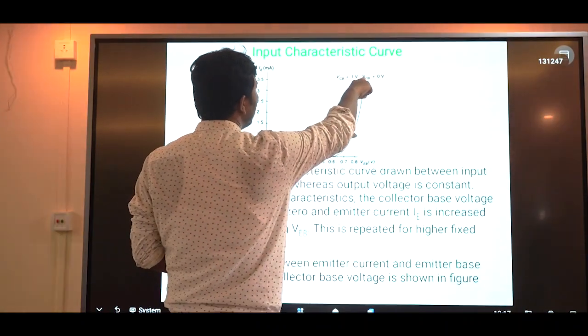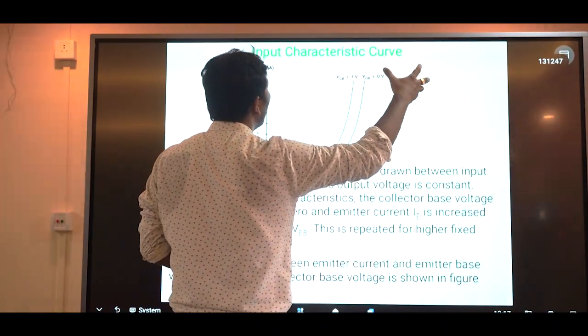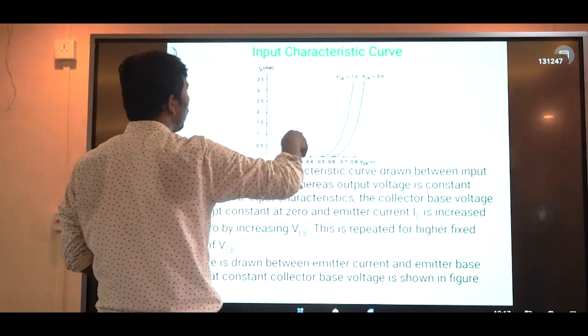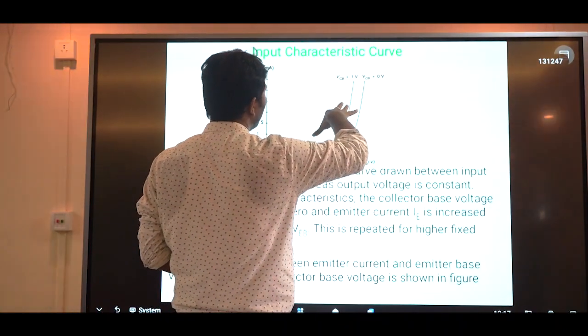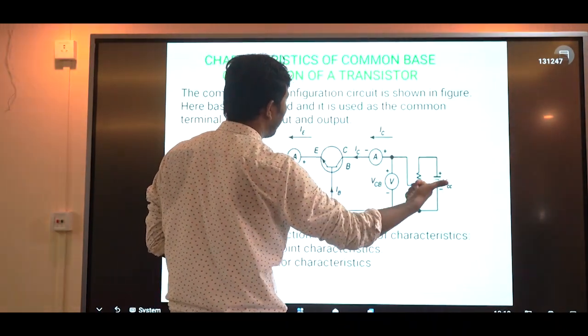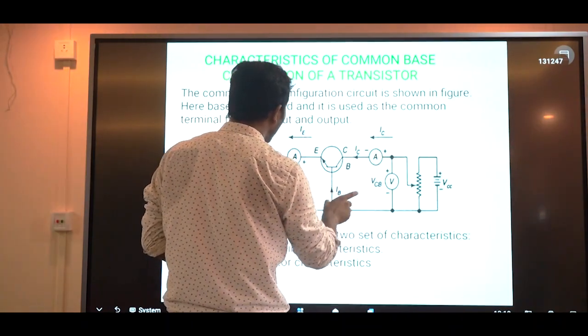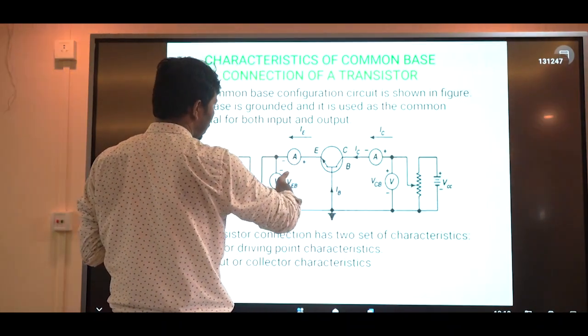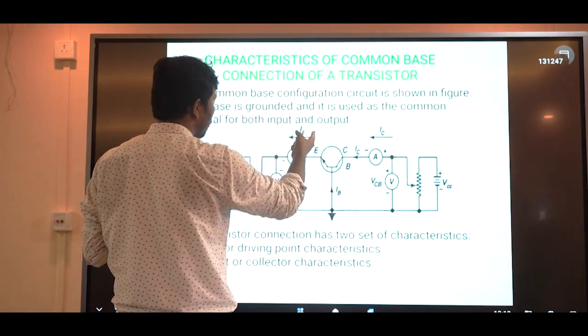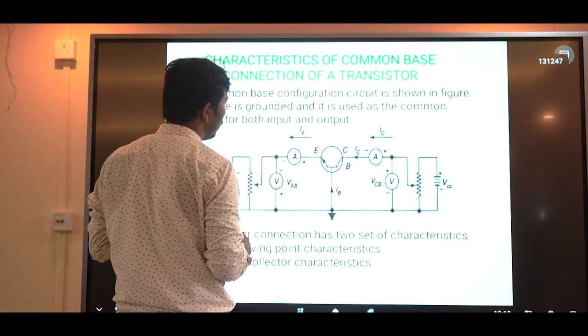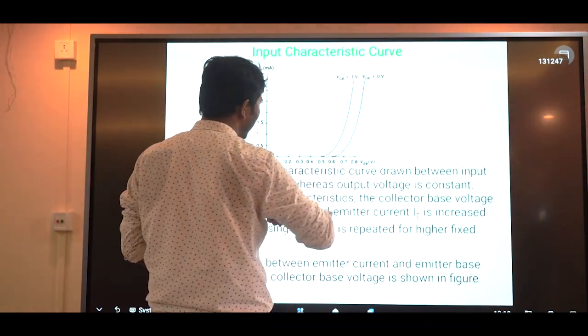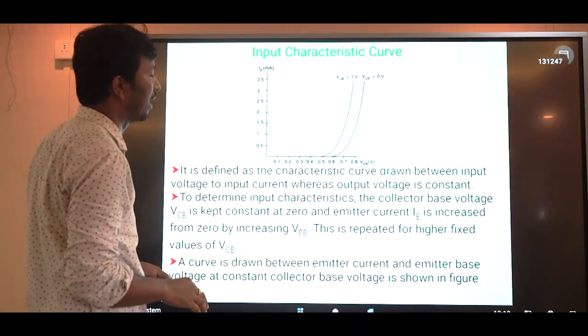This is for 0 VCB, or 0 collector current. Now for the next graph, we increase VCB to another value, say 1 volt. Then we again increase the value of VEB, and the corresponding value of IE is noted. If we draw the graph, we will get a graph like this. This will be the input characteristic curve.